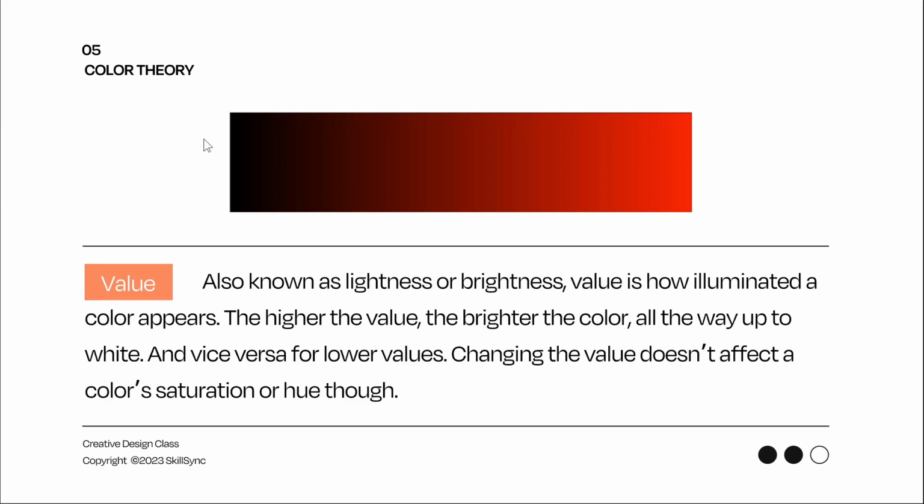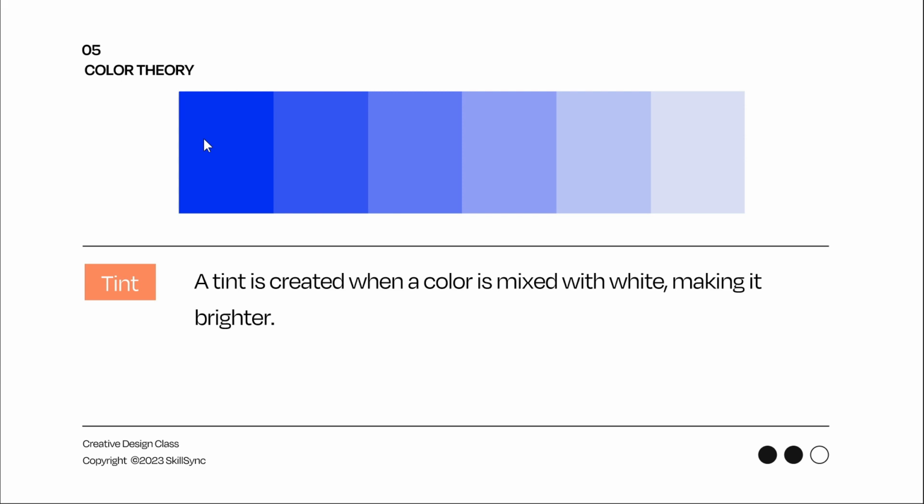Let's talk about value. Value refers to how light or dark a color is. So the higher the value, the brighter the color. Let's talk about tints. A tint is created when you mix a color with what? White, to make it much brighter. So looking at the bar here, you realize that the color moved from deep blue to what? A very light blue.